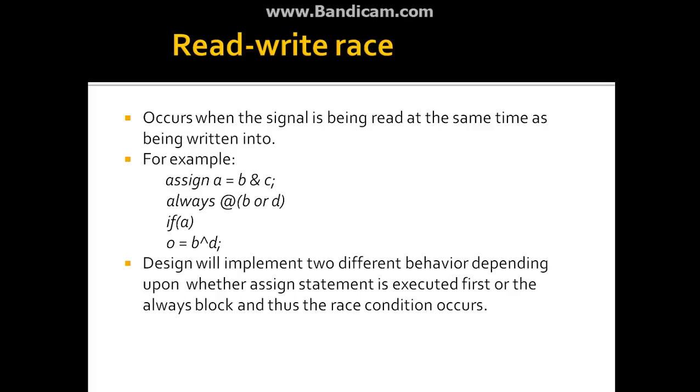In order to remove this race condition, the sensitivity list of the second always block should have A in it. This will ensure that as soon as A gets updated, the second always block gets triggered and values are re-evaluated with the updated value of A. In the worst case also, the second always block might get triggered twice, but the final values would be unambiguous.